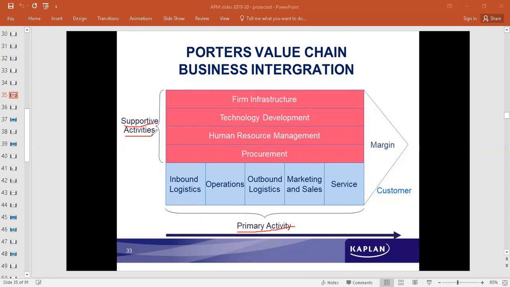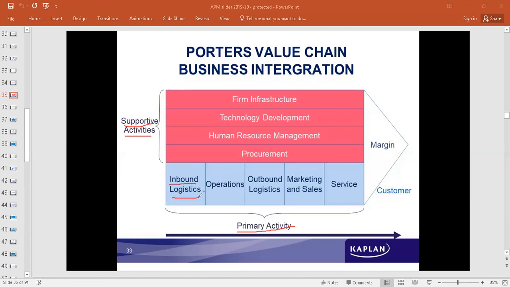If it is not a manufacturing business, if it is a service business, it is called by some other name. It's not value chain, that is called a value shop. That's not part of our syllabus as of now, so let's not get into that. But remember one aspect, that the value chain business integration model is applicable for a manufacturing business. Okay. So the first set of activities are primary activities. Among the primary activities, the first one is inbound logistics.